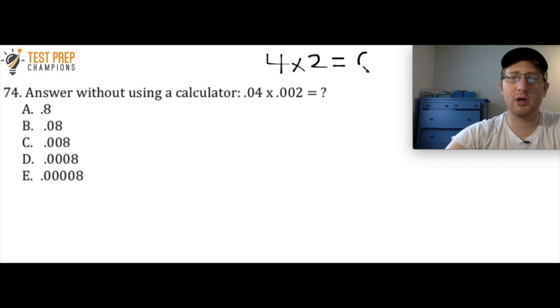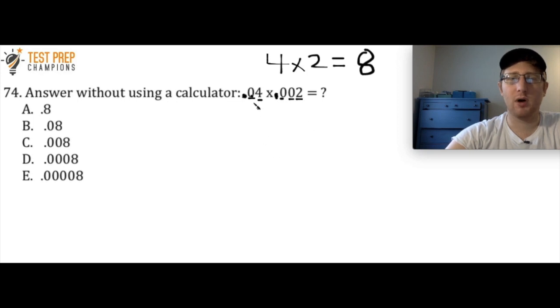So now what I want to do is count up how many digits there are to the right of the decimal points. It sounds a lot more complicated than what you actually have to do. So let's look at 0.04. So here's my decimal point, and I have 2 numbers to the right of it. And now if I look over here, to the right of my decimal point, I've got 1, 2, 3.